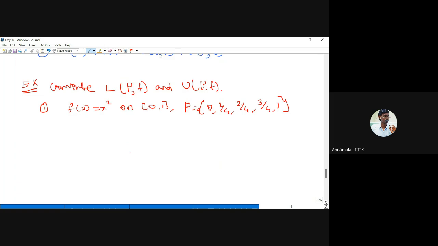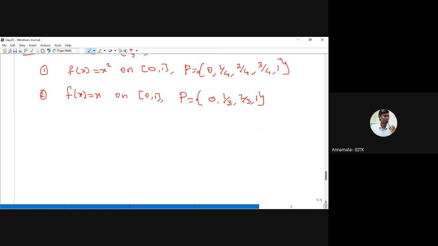Now the second problem is f of x equal to x. If we take the function f of x equal to x on the same closed interval 0, 1, the partition P is 0, 1 by 3, 2 by 3, 1. Okay. Now first you have to find the lower sum and upper sum of the first function.